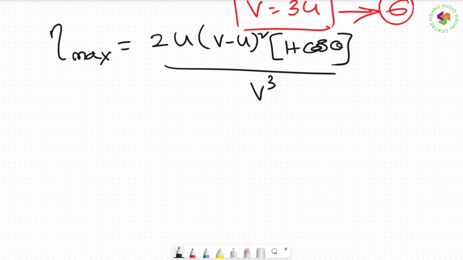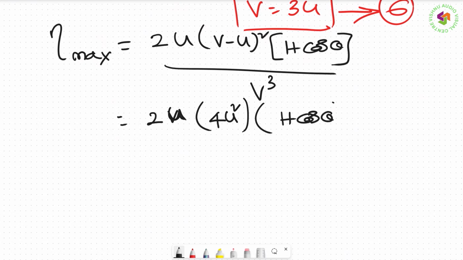So I will substitute v is equal to 3u. 3u minus u is equal to 2u. 2u whole square means it is 4u square into (1 plus cos theta) by v cube, and v means 3u, 3u, 3u. So 3 into 3, 9u square into 3u, that means 27u cube.